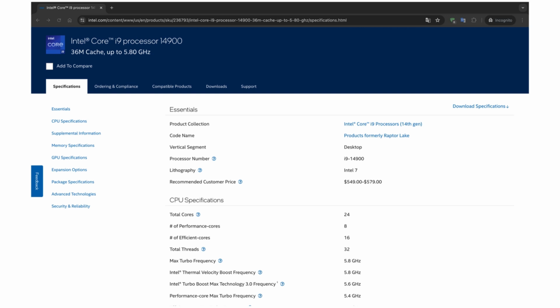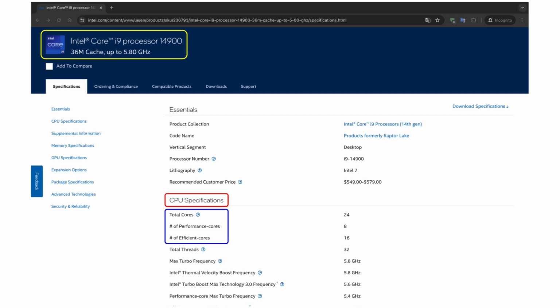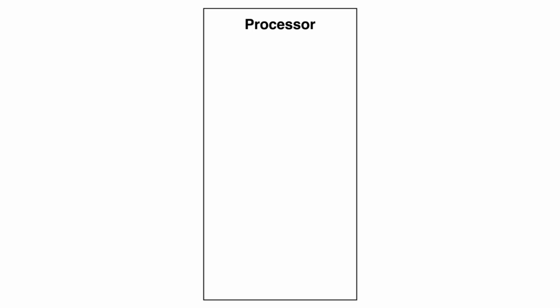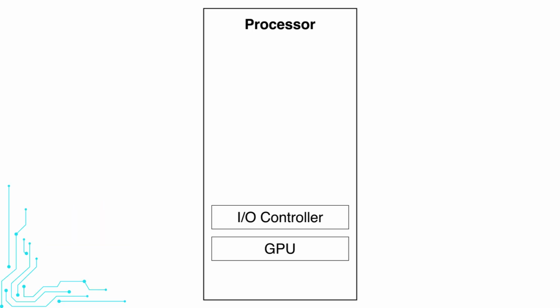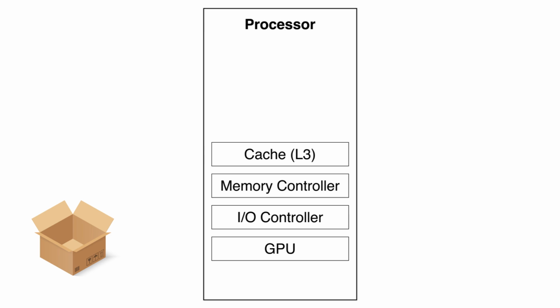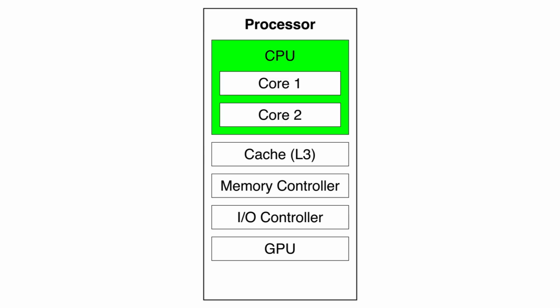Check out Intel's website. This is an Intel Core i9 processor, not an Intel Core i9 CPU. The website also mentions CPU and core. Or you can check out AMD's website. A processor includes GPU, I/O controller, memory controller, cache (commonly L3), and CPU (central processing unit).